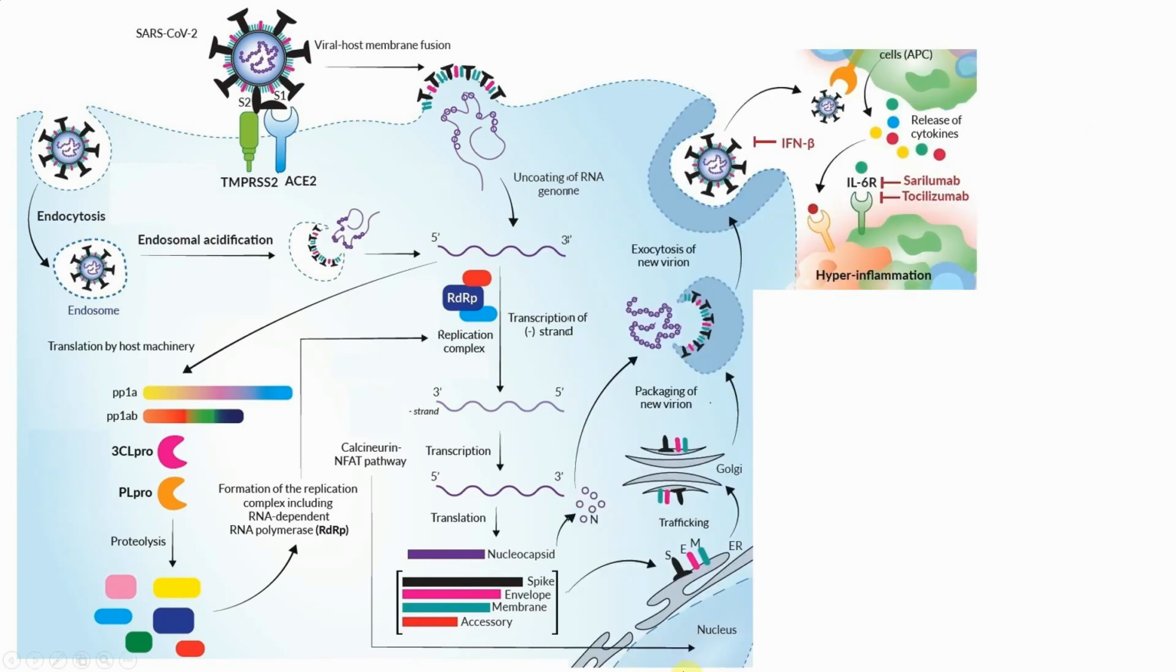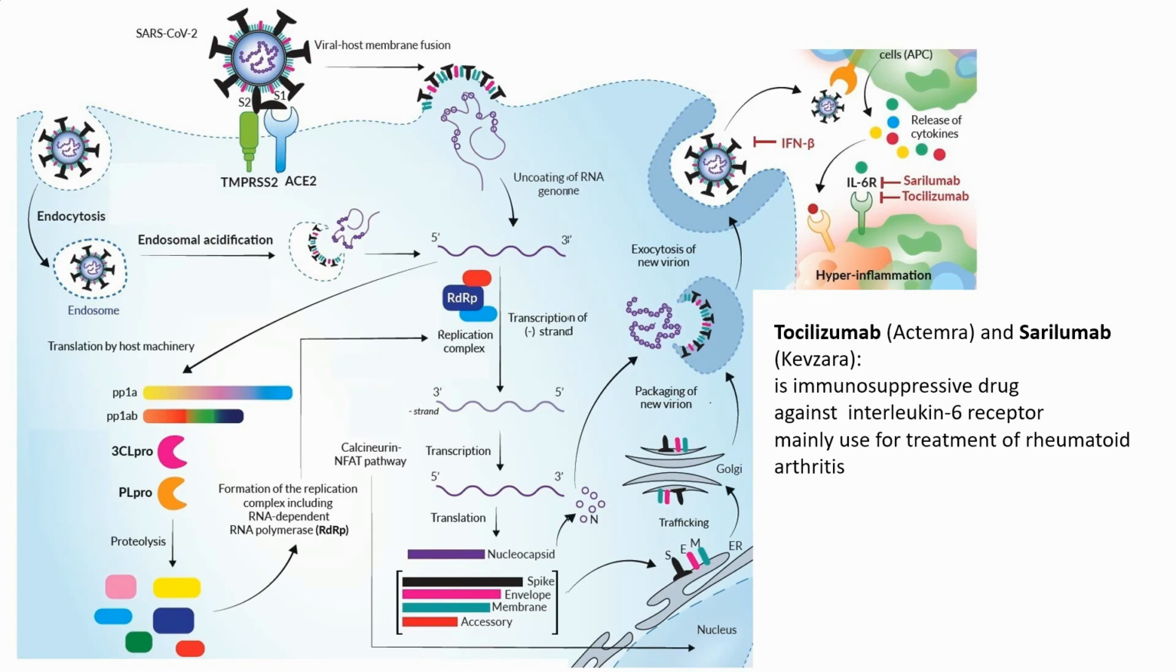After the formation of the virus and its proliferation, the new virus can go out, and with the help of interferon beta, we can prevent this virus. But sometimes the virus can go in the body and bind to interleukin 6 and cause the formation of interleukin 6, and in this case interleukin 6 can bind and cause a hyperinflammation system.